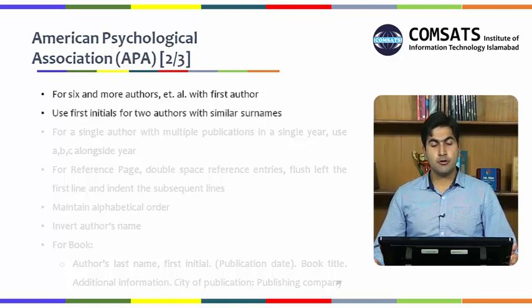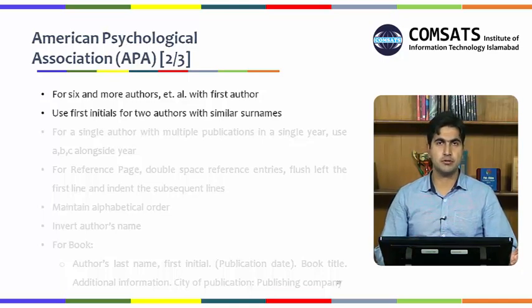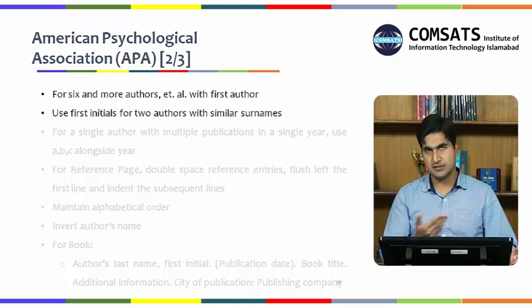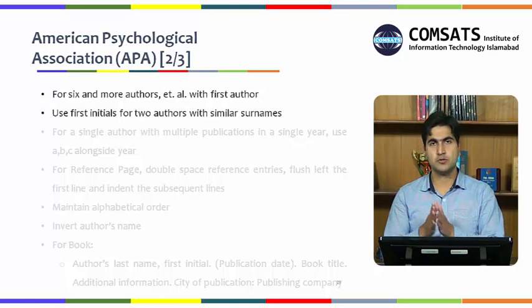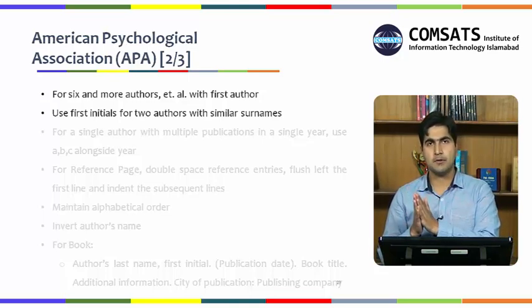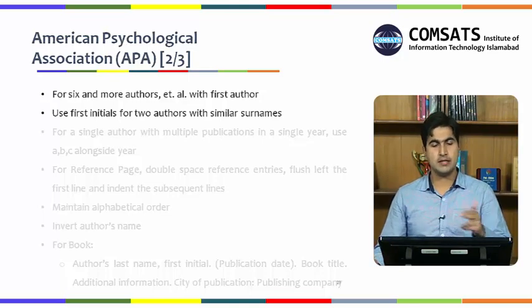In case of two authors with similar surnames, where both have the same name, you have to use their first name initial. For example, if I have the name Anmol Ahmed, I'm going to say A. Ahmed. So this first A is the first name initial, and that's the way if there is any other Ahmed who has written in the same way. If we have to mention both of them, it's A. Ahmed and N. Ahmed. In this way, you write them together.